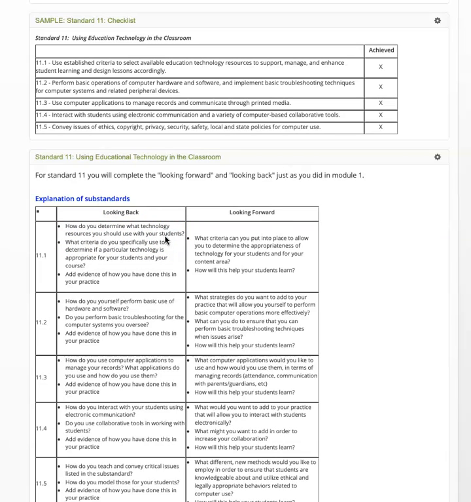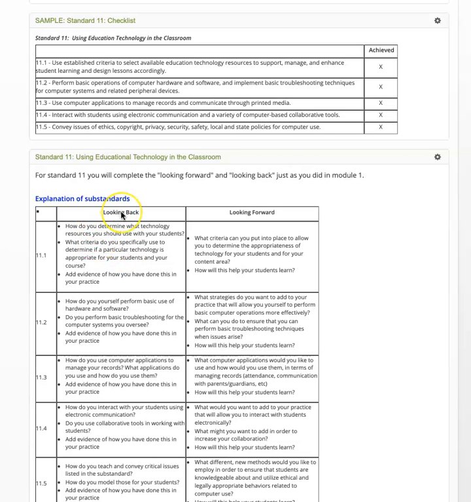The reason I selected this is one that sometimes really stumps people. Oftentimes they read this as, oh, I need to elaborate on what technology I use with students. That's not really what the standard is about. The standard is how you determine what technology you use. What criteria do you specifically use to determine if a particular technology is appropriate for your students? So it's the process of the selection of the technology.